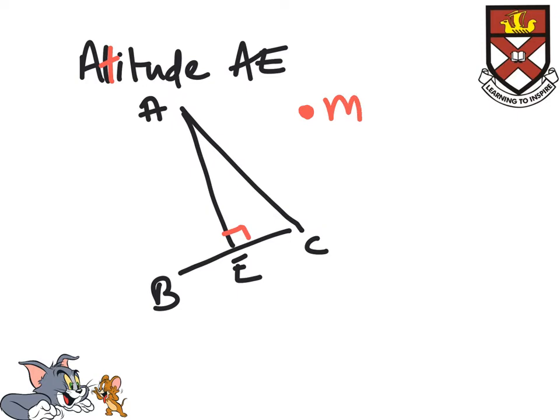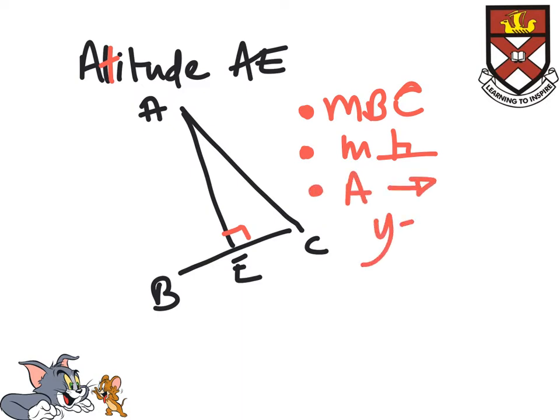So the first thing we're going to do is work out the gradient of BC. That's a C. Once we've got the gradient of BC, then we'll work out the perpendicular gradient. Once we've got the perpendicular gradient, we're going to use point A, and we're going to plug that in to y minus b equals m(x minus a).